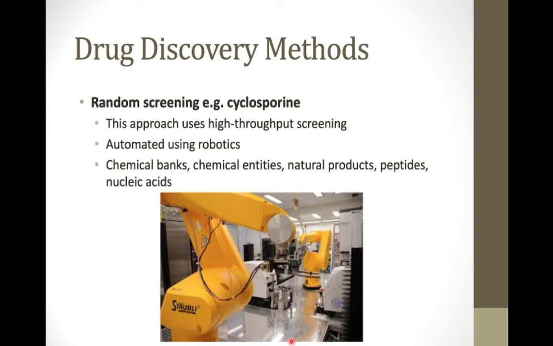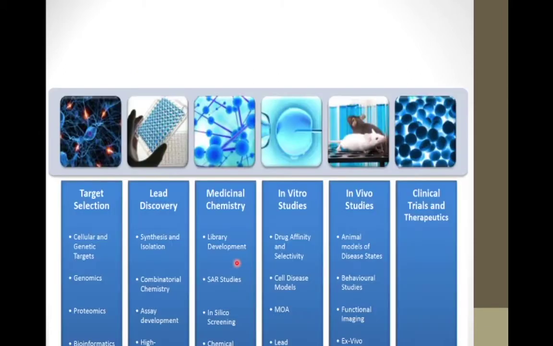Now focusing on the third approach in drug discovery, which is random screening. This uses high throughput screening, which is managed by robotics, similar to what we can see in this picture. There's a random screening for biological activity, and the screening can be from banks of previously discovered chemical entities, and there's a large number of natural products, as well as peptides and nucleic acids. Random screening has led to the discovery of a drug called cyclosporin, which is an immunosuppressant.